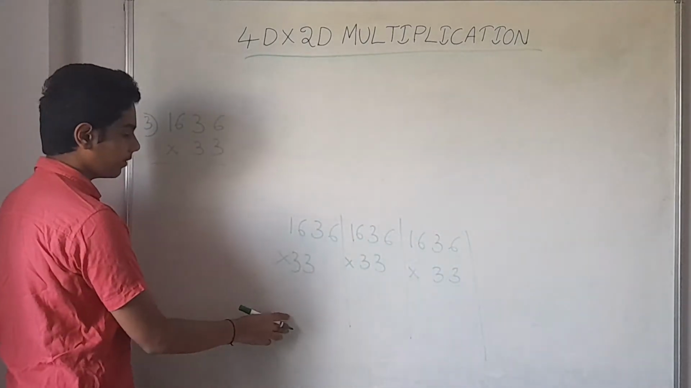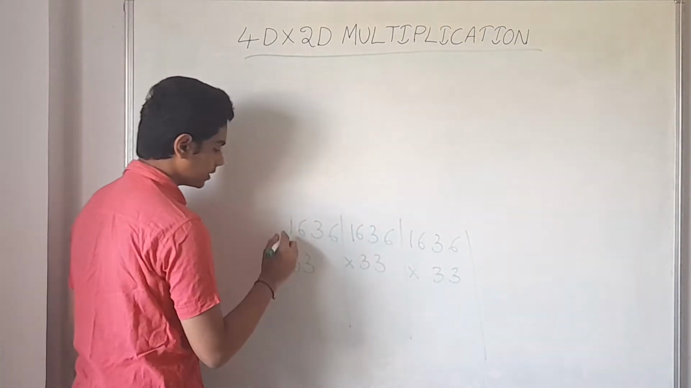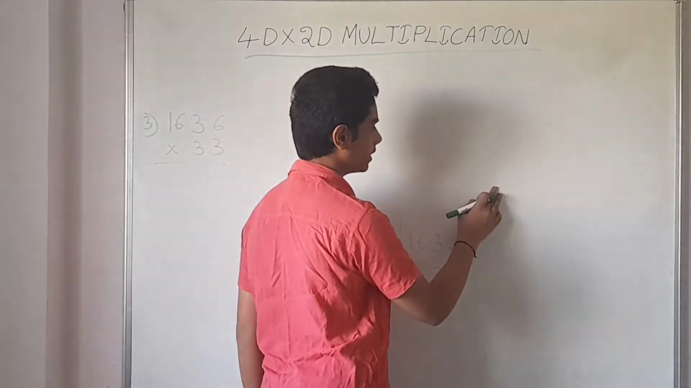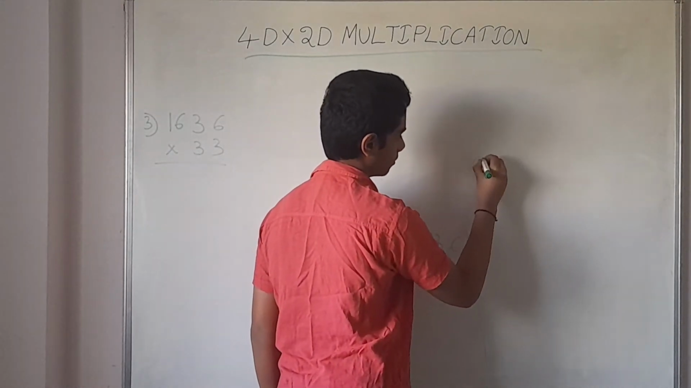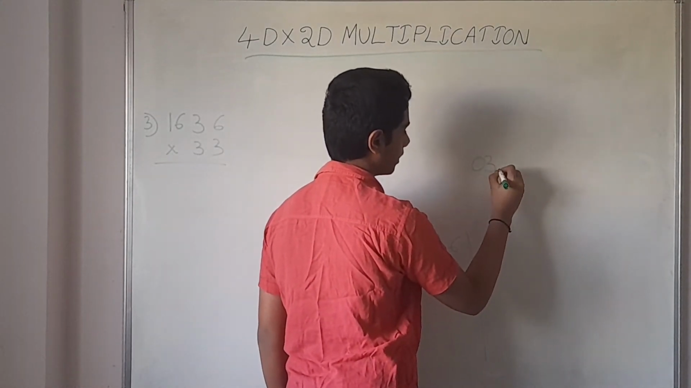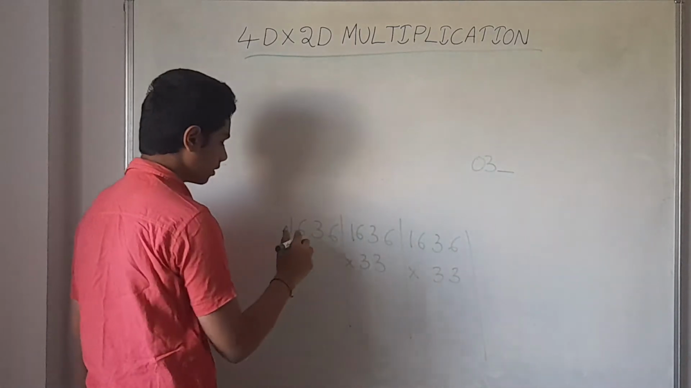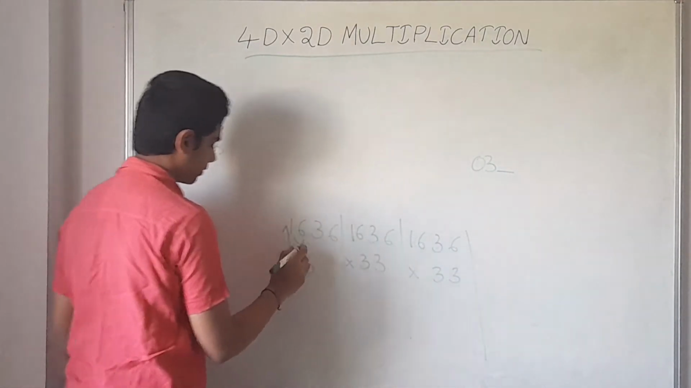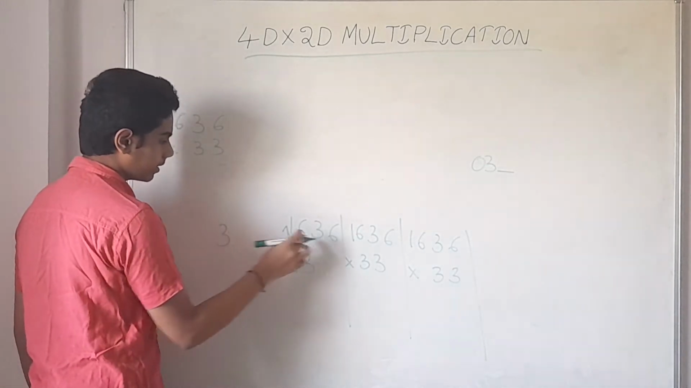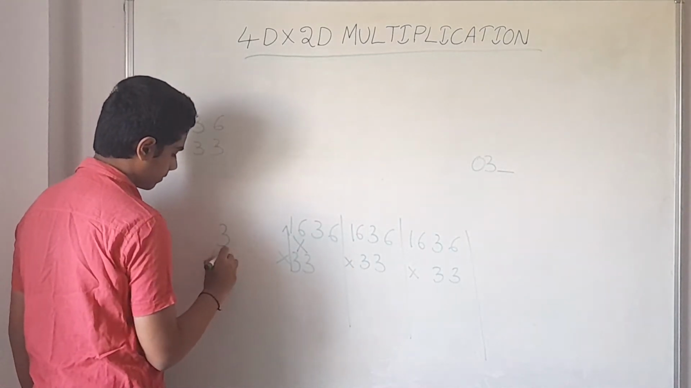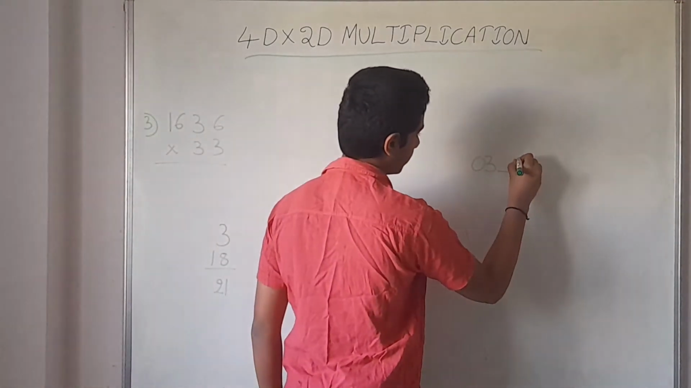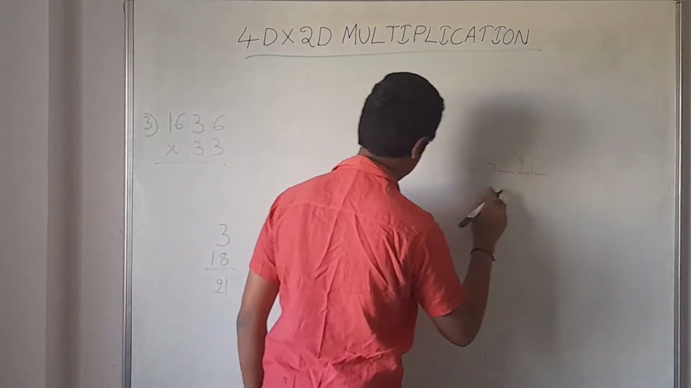We should multiply from right to left. So first we should multiply 3 into 1, that is 3. We got a single digit, so we should add 0. So 0, 3 and keep a dash. Next we should multiply 1 into 3 plus 6 into 3. 1 into 3 is 3, 6 into 3 is 18. 18 plus 3 is 21. So write 21 and keep a dash.